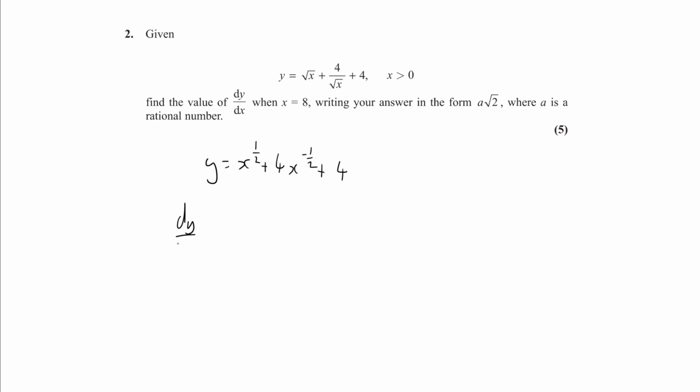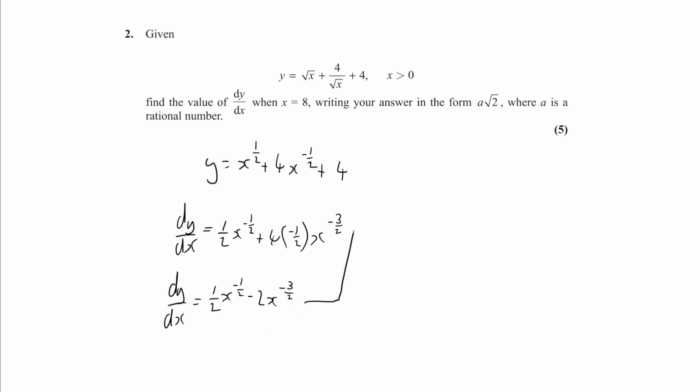Now when we differentiate this, remember we times by our power and then move down by 1. So you get a half x to the minus a half, plus 4 times by minus a half times by x to the minus a half minus 1, which is x to the minus 3 halves. And the derivative of 4 is 0. So this is our answer. So we get dy by dx is equal to a half x to the minus half, plus, oops, that should be minus 2x to the minus 3 over 2.